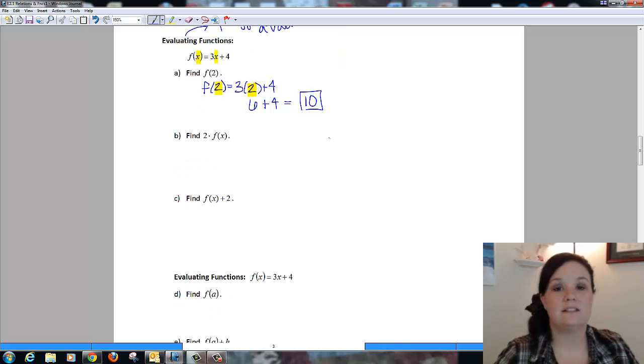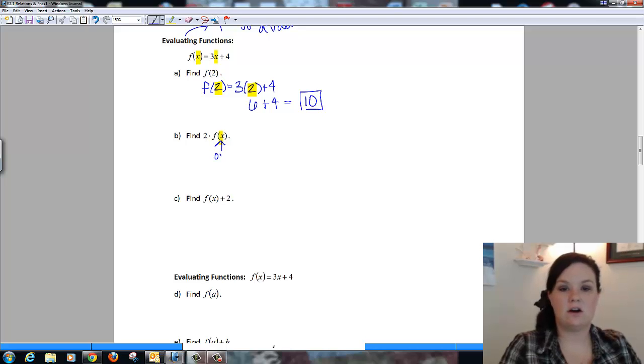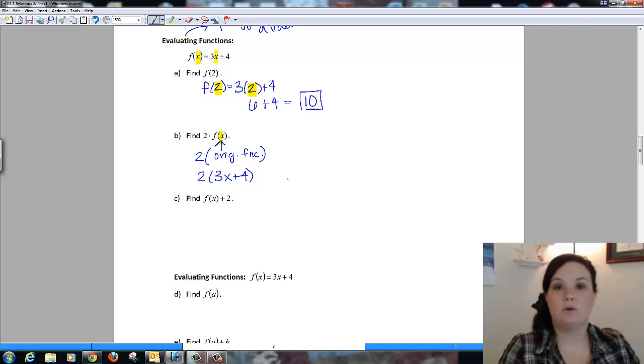Okay. Now this next one's a little different. Notice we're not changing the inside of x. The inside of f of x is still just x. So what this means is this is our original function. And notice all we're doing is multiplying our original function by 2. So I'm just going to write that out. So I have 2 times my original function, which was just 3x plus 4, and then I'm multiplying it by 2. So I need to distribute. 2 times 3x gives me 6x. 2 times 4 gives me 8.